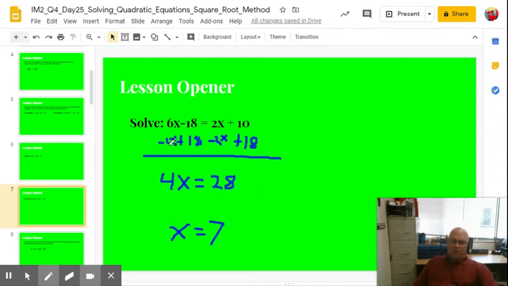We do a quick mental check here. 6 times 7 is 42. 42 minus 18 is 24. And then 2 times 7 is 14. 14 plus 10 is 24. 24 equals 24. Check. Got it right.